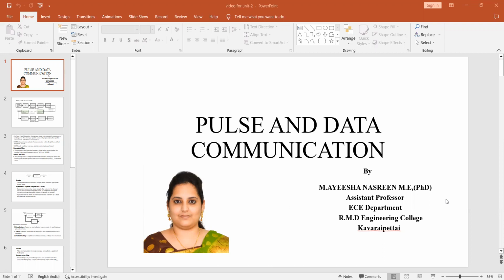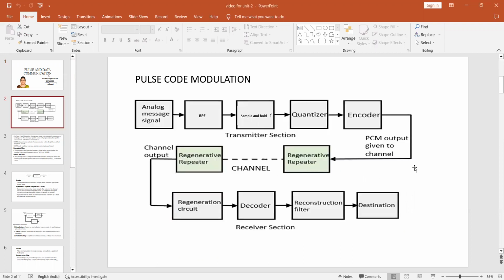In the previous unit, analog modulation, both the message signal and the carrier signal are taken as continuous signals. But in the pulse modulation techniques, the carrier signal is taken as a train of pulses. Today's topic is the block diagram of pulse code modulation. Pulse modulation has various types such as pulse amplitude modulation, pulse width modulation, and pulse position modulation.